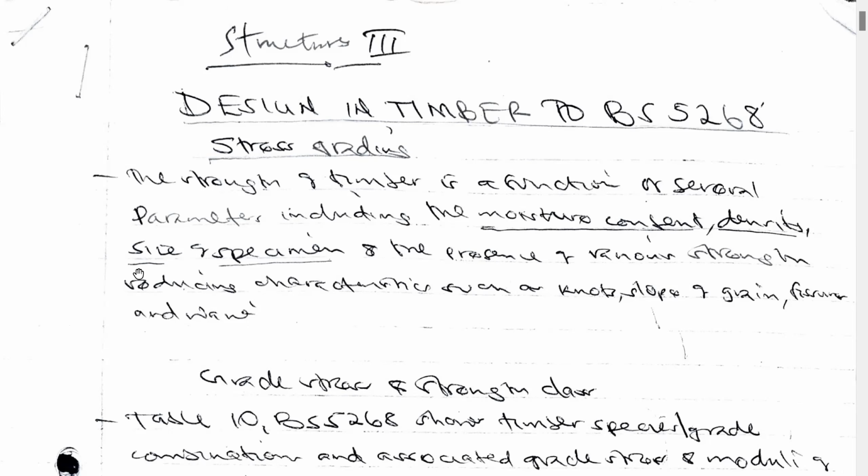Now, we look at the size of specimen. Automatically, when we have a large piece of timber, we expect it to be stronger compared to a small piece of timber. Another one is presence of various strength reducing characteristics.